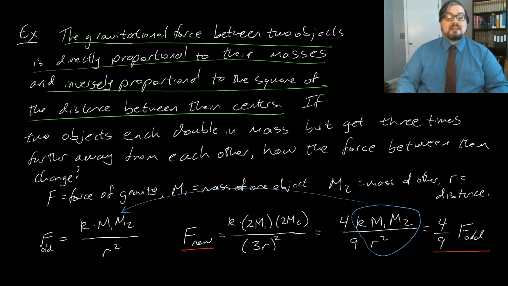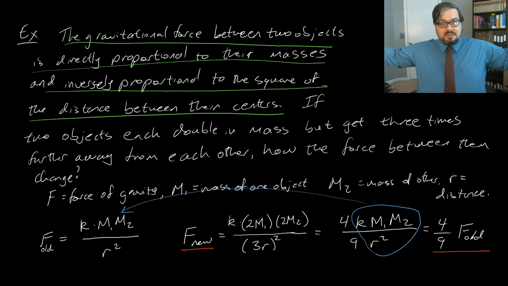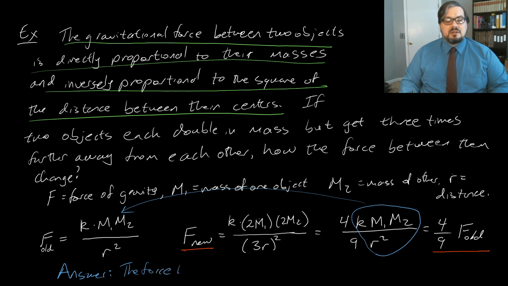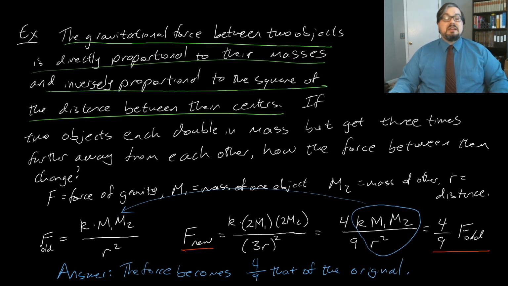So we see that in fact the force due to gravity after doubling the masses of each object but moving them to 3 times the distance from each other is actually less than half of the original. It's 4/9 of the original. So our answer could read something like, the force becomes 4/9 that of the original. That's the answer to how does the force between them change? It becomes smaller, and it becomes 4/9 of what it was before.